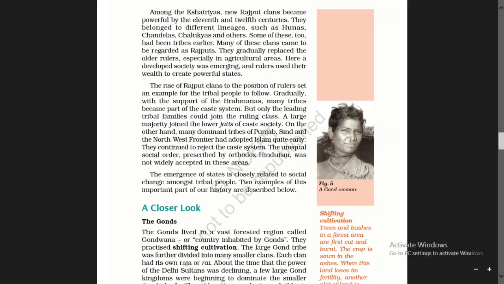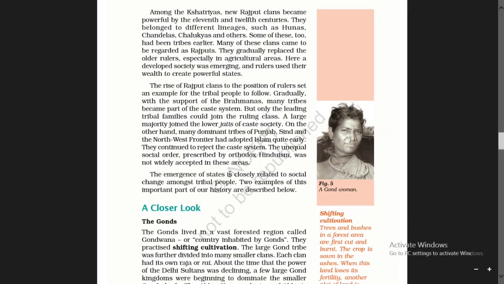The unequal social order prescribed by Orthodox Hinduism was not widely accepted in these areas. Orthodox means generally accepted rules or beliefs of a religion, that is Hinduism. People of those areas didn't accept it.